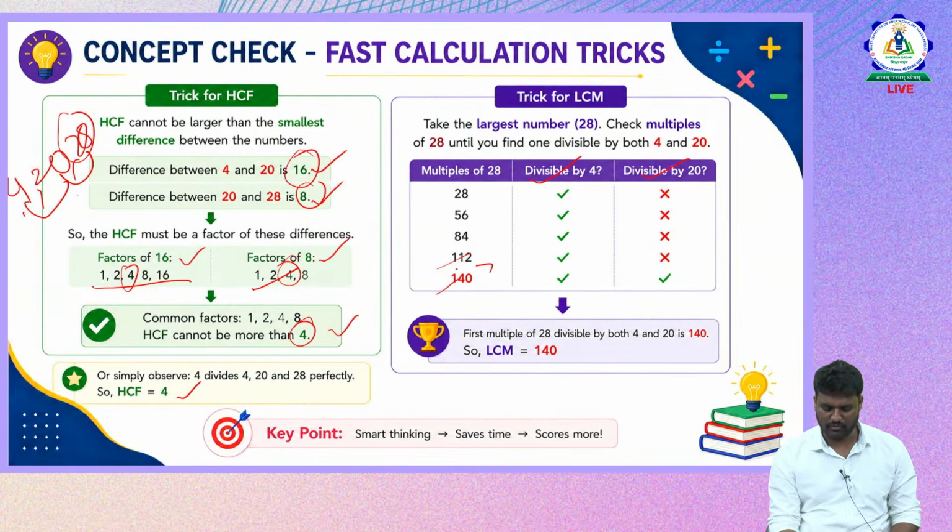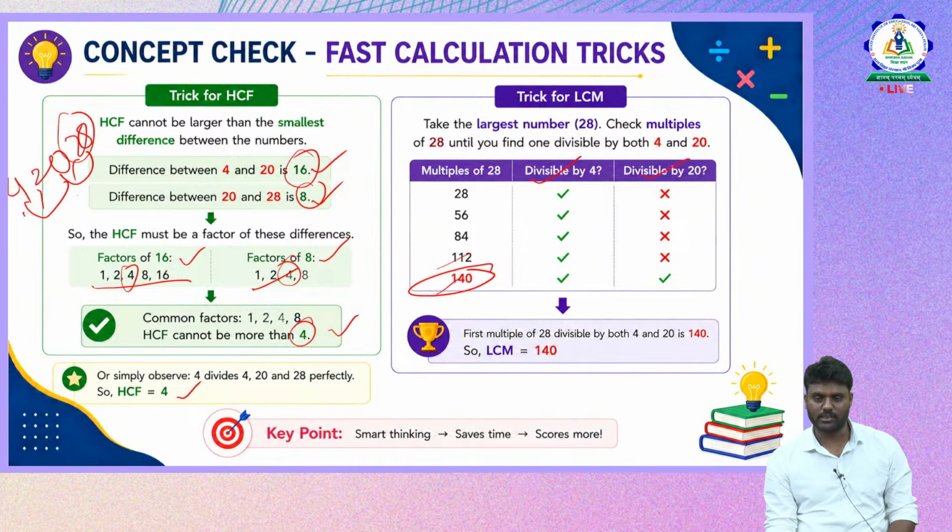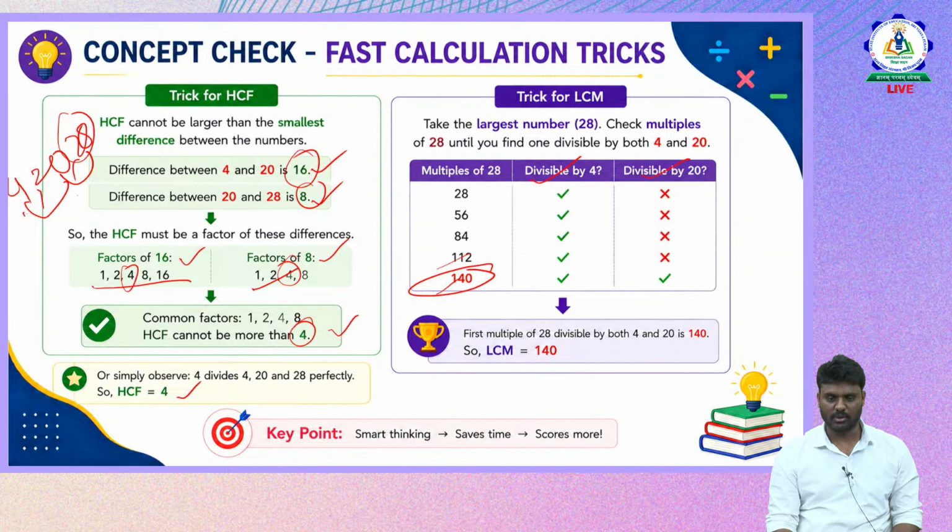When you see 28, it can be divisible by 4 but cannot be divisible by 20. Here also, 56 can be divisible by 4 but not by 20. Similarly 84 can be divisible by 4 but not by 20. Similarly 112 is divisible by 4 but not by 20. Now if you see 140, it is divisible by both 4 and 20. So the multiple of 28 divisible by both 4 and 20 is 140. Therefore we can say the LCM is 140.